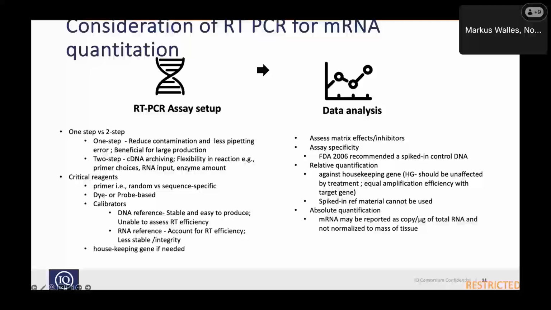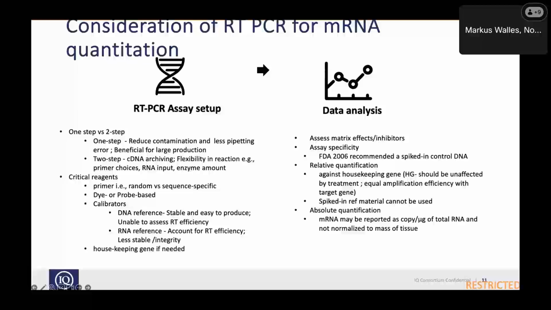As for the calibrators, they can be either DNA or RNA-based. The DNA ones are obviously more stable and reliable, but they cannot account for the reverse transcriptase efficiency step. This can be solved with an RNA reference molecule, but then RNA is less stable than DNA and more prone to degradation if not handled properly. The proper selection of housekeeping genes is also, of course, very important in the relative quantification of the mRNA of interest.